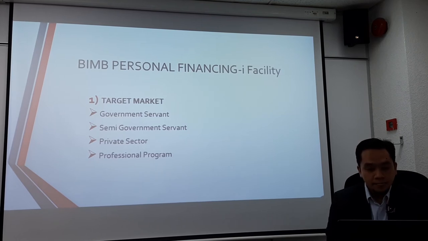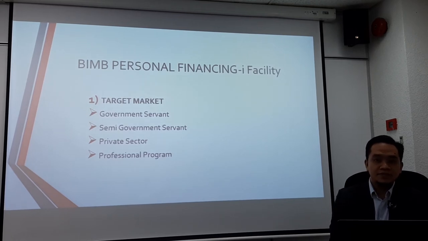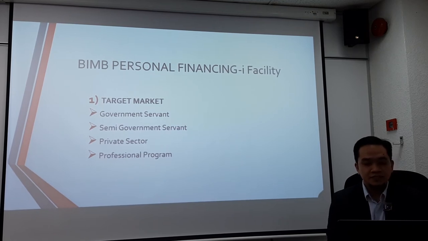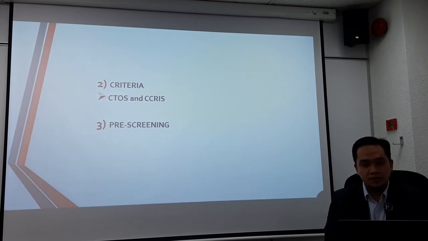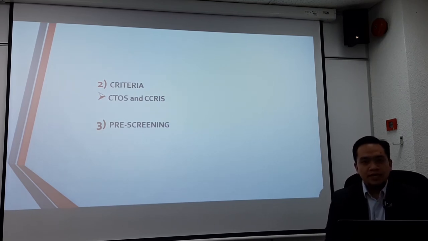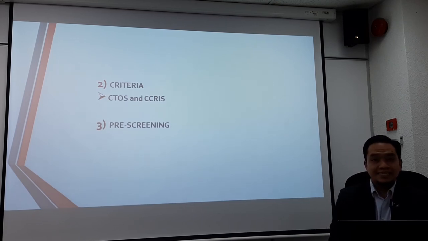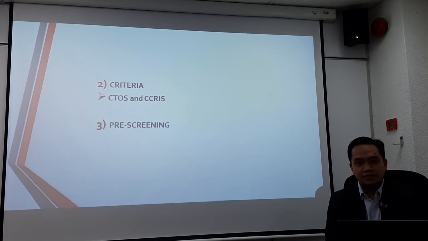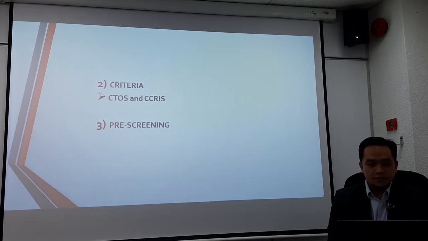We go to the BIMB Personal Financing-i facility. Bank Islam's targeted market is focused first on government servants, the second is semi-government servants, the third is the private sector, and the fourth is professional programs. So the personal financing offered by Bank Islam targets those groups. The criteria to choose the client or customer is that the bank will go through the CTOS and CCRIS of the client. And the third is pre-screening will be made by the bank to determine whether the customer can get the personal financing.